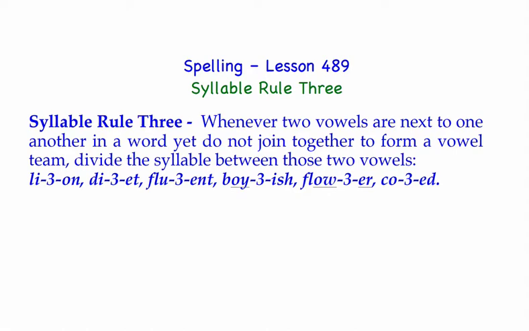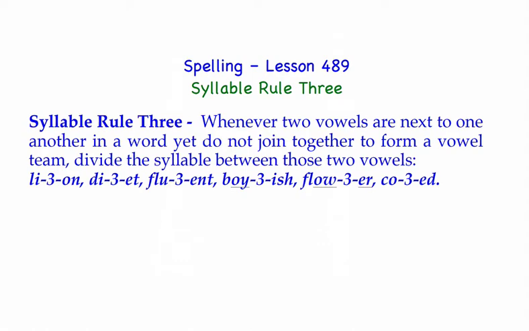And we have examples of syllable rule 3. In the word lion, we have I and O next to one another, but I and O do not join together and form a team. OI does, but IO does not. So, therefore, we divide the syllable between the I and the O according to syllable rule 3. Diet. Now, IE, we will learn later, can sometimes form a team. But in this word, diet, it obviously does not. So, we divide the syllable between the I and the E according to syllable rule 3.